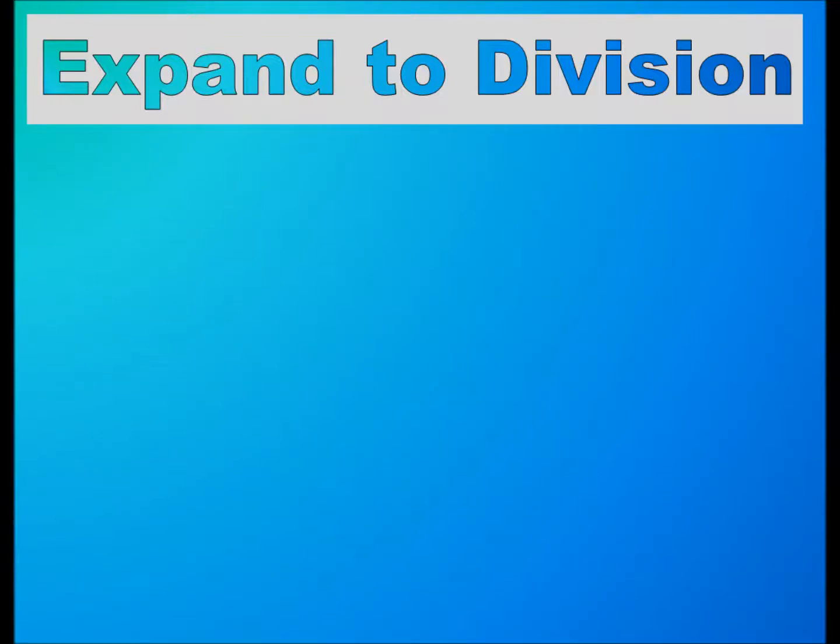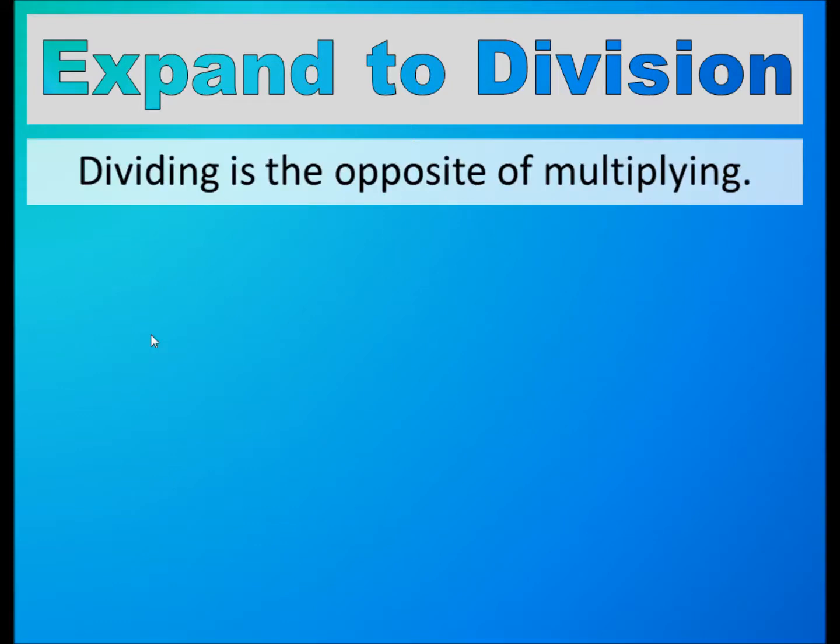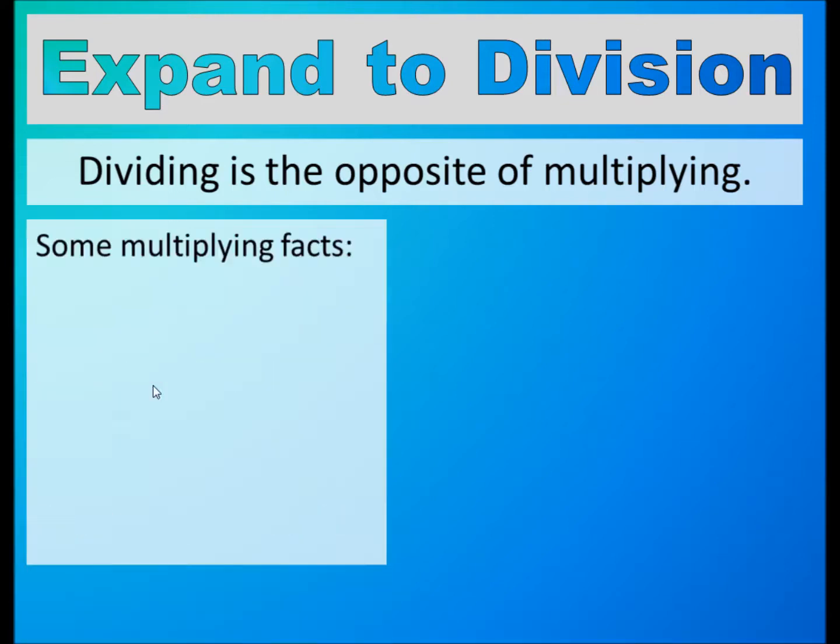So how do we figure out the rules for division? The key is that division is the opposite of multiplication. To demonstrate this, let's give some multiplication facts. 5 times 3 is equal to 15. You can figure this out using repeating addition if you would wish.